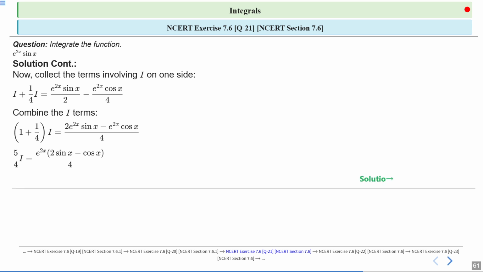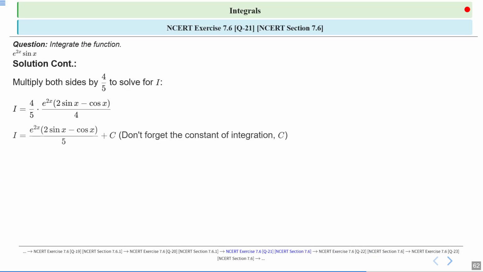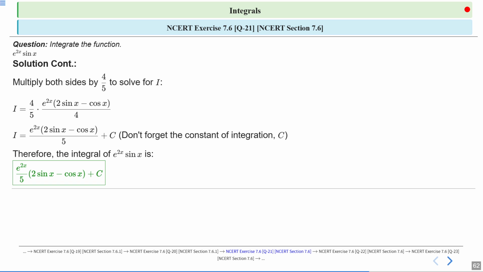Simplify the expression. Multiply both sides by 4 by 5. So I is equal to 4 by 5 into e^2x into (2 sin x minus cos x) by 4. The 4 cancels out. So we get e^2x into (2 sin x minus cos x) by 5 plus c. And remember, don't forget to add the constant of integration. Therefore, the integral of e^2x sin x is e^2x by 5 into (2 sin x minus cos x) plus c.